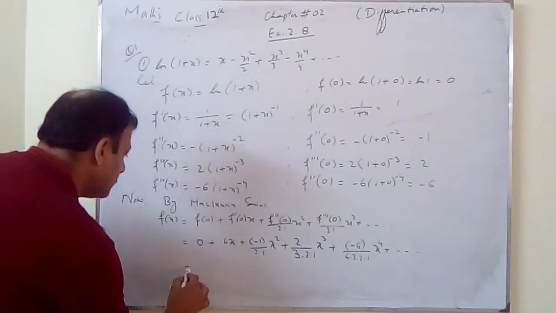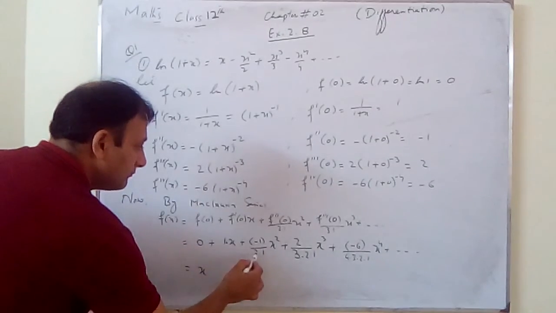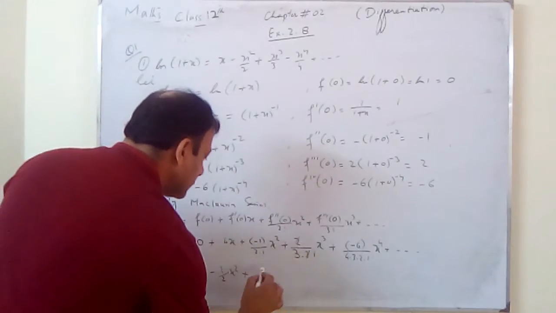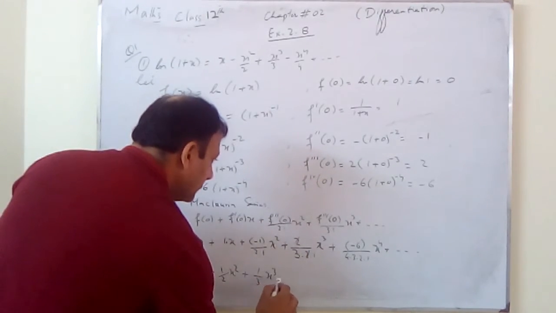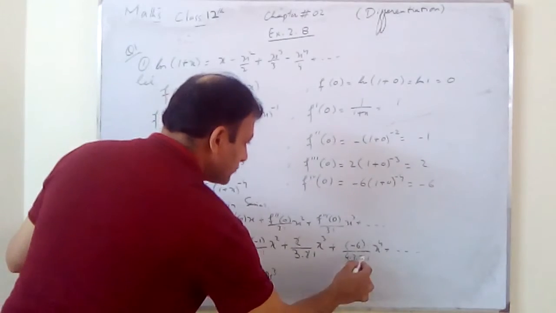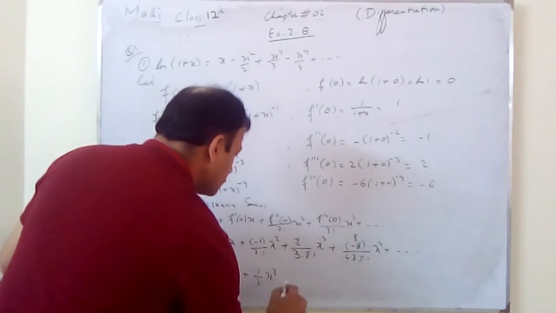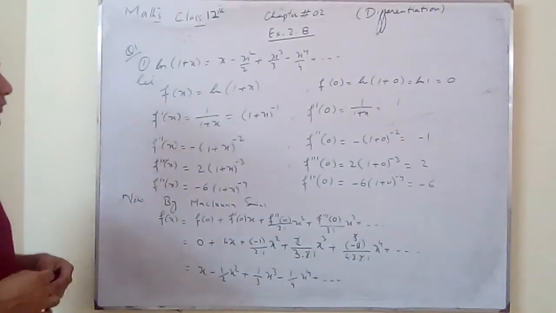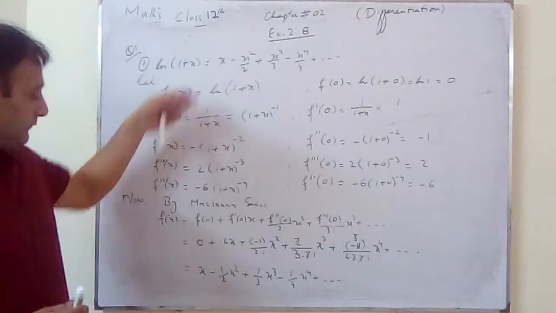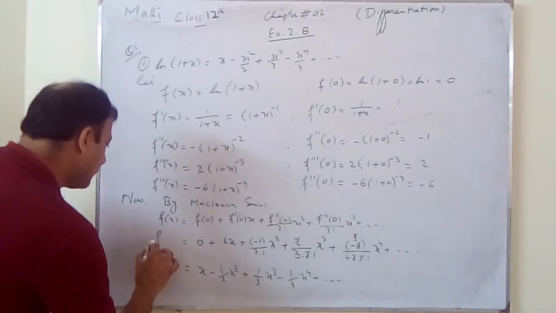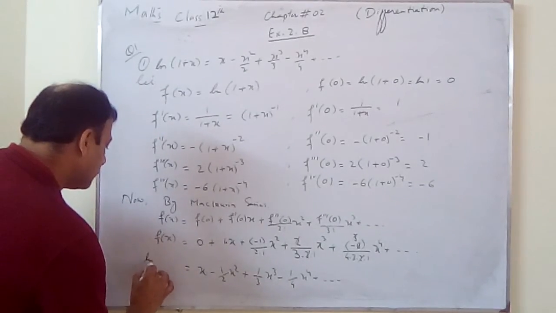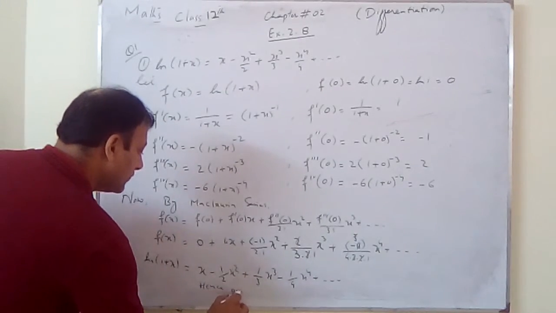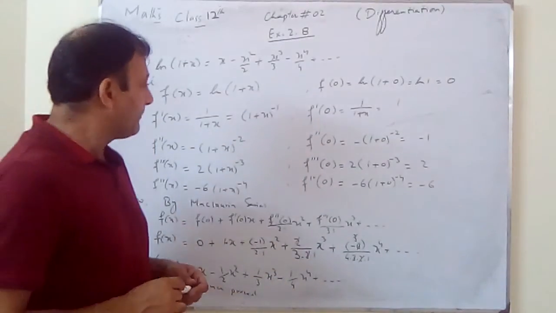Now simplify it. So 0 plus x, minus 1 by 2 x square, plus 2 and 2 cancel, so 1 over 3 x cube, 6 cancels, so minus 1 by 4 x power 4 plus so on. Which is exactly the given. So what is f of x? This is the f of x value. So f of x is log of 1 plus x, hence proved. This is what we wanted to prove.